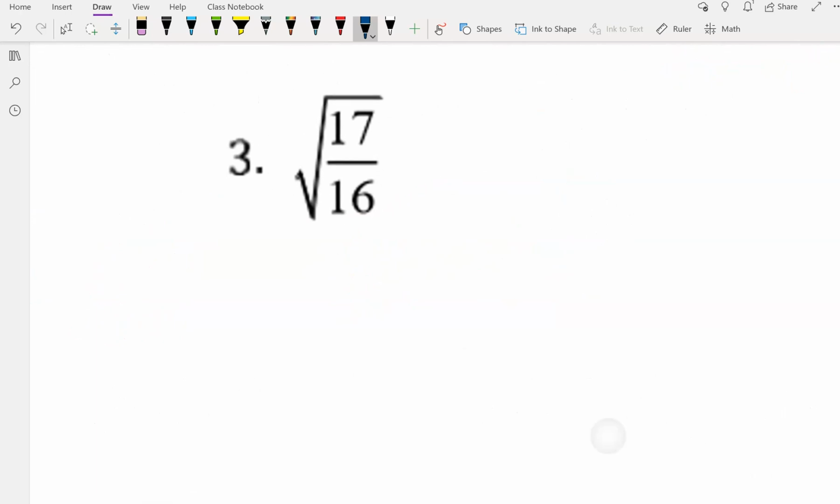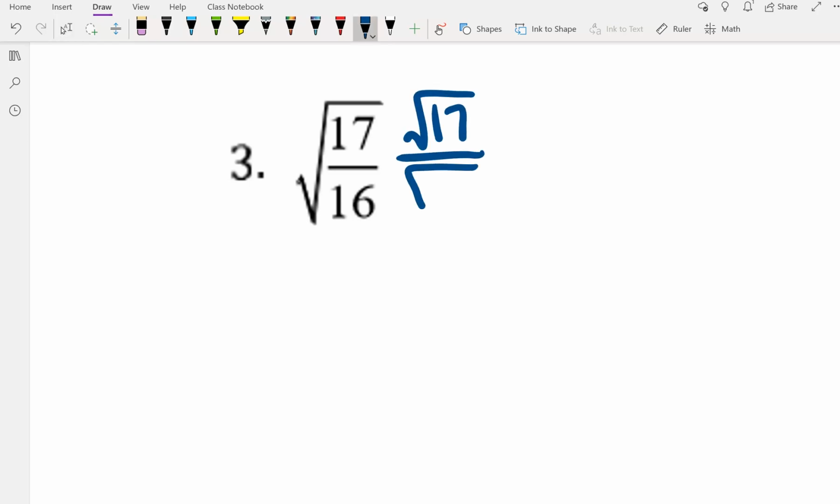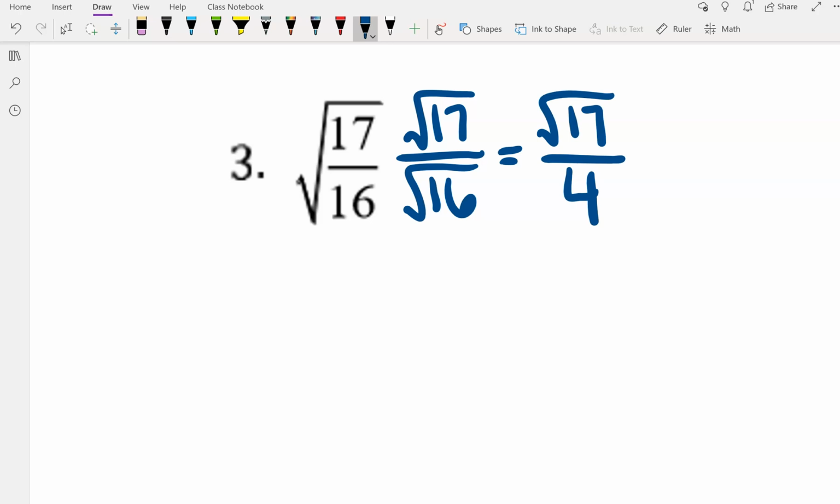Alright, on something like this, I would want to reduce the fraction first to make my life easier if the fraction could reduce, but nothing goes into both 17 and 16, so I can't reduce the fraction first. I'm going to split this into 2 different radicals, square root of 17 over square root of 16. 16 can reduce, square root of 16 is 4. Remember, when I take the square root, the root symbol goes away. Root 17 stays on top. 17 is actually a prime number, so it can't break down. So we're done.